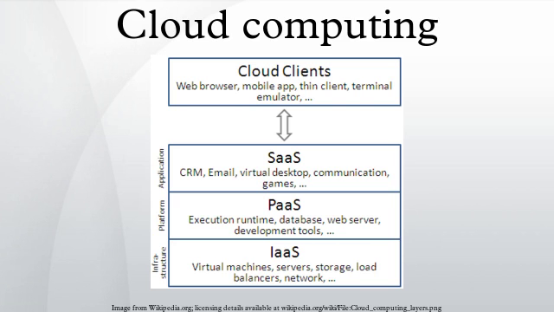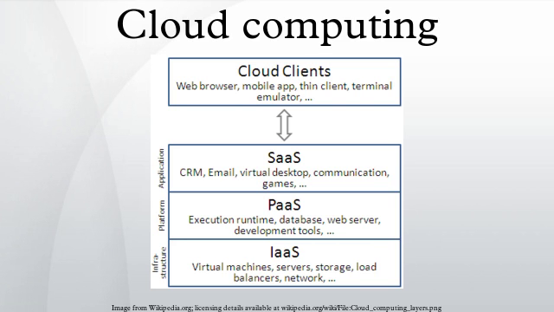Platform as a service. The consumer does not manage or control the underlying cloud infrastructure including network, servers, operating systems, or storage, but has control over the deployed applications and possibly configuration settings for the application hosting environment. Software as a service. In the software as a service model, users gain access to application software and databases. Cloud providers manage the infrastructure and platforms that run the applications. SaaS is sometimes referred to as on-demand software, and is usually priced on a pay-per-use basis or using a subscription fee.